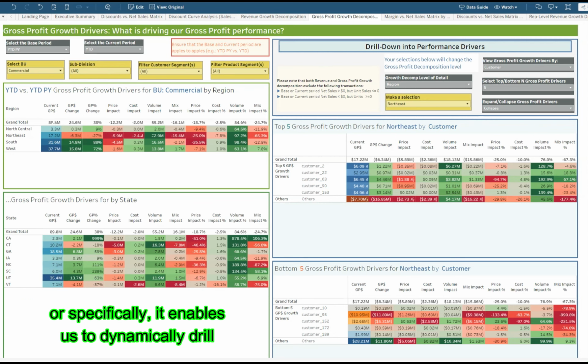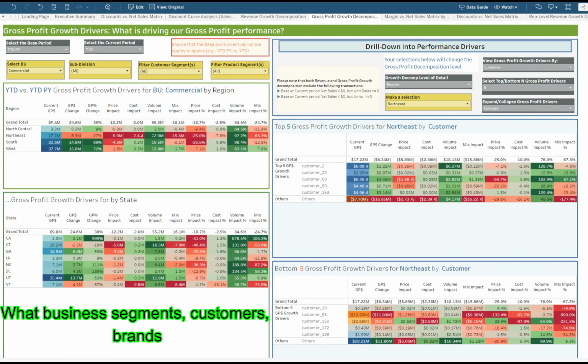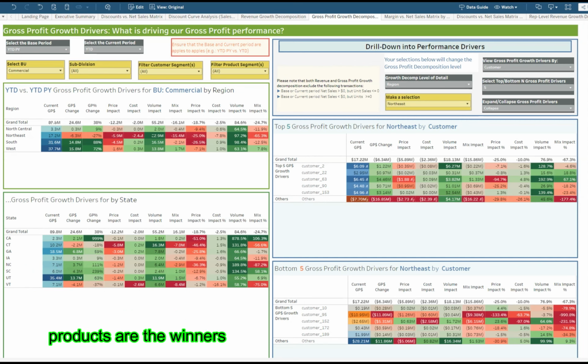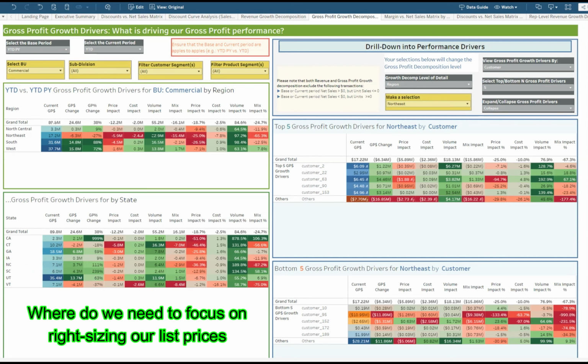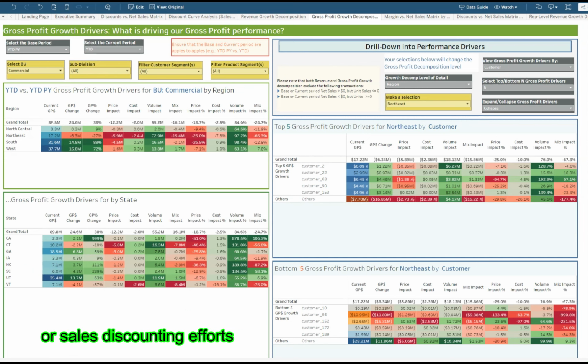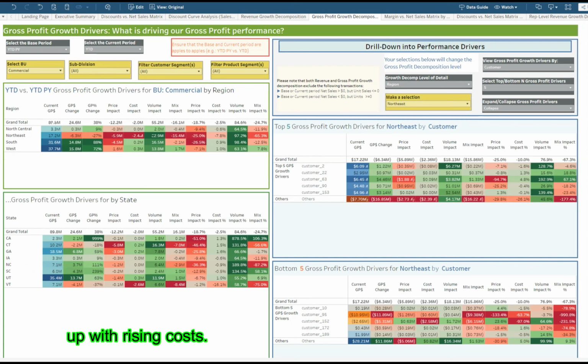More specifically, it enables us to dynamically drill down into important customer or product level drivers to understand things like pricing impact. What is our net price realization? What business segments, customers, brands, products are the winners or the losers of our pricing execution? It also helps us understand cost impact. What areas in our business drive the highest cost inflation? Where do we need to focus on right-sizing our list prices or sales discounting efforts because our price realization has not kept up with rising costs?